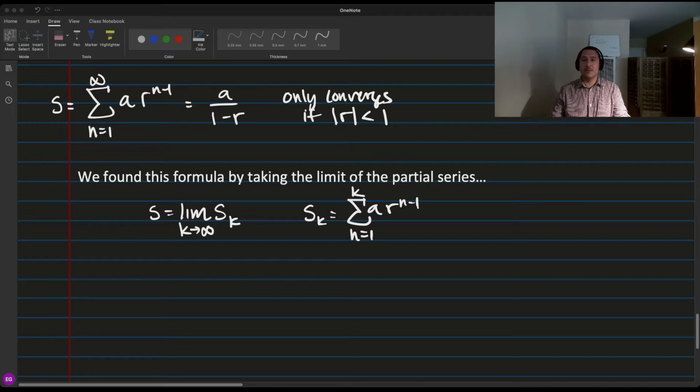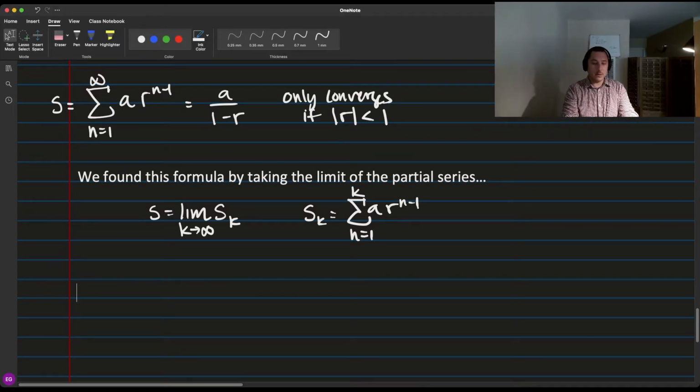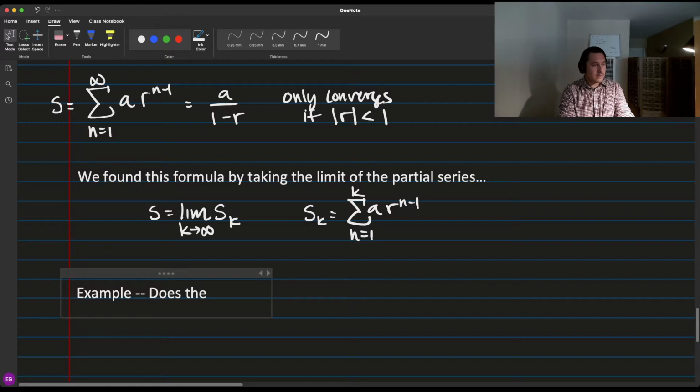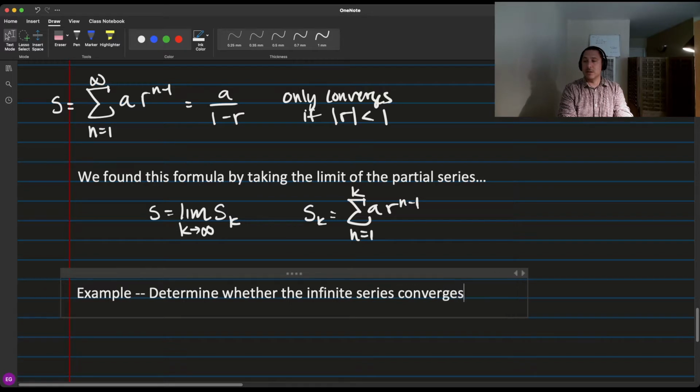Let's do an example and look at whether something converges or not, because you're going to need to do that. I will get to the question about whether it's useful in programming or coding in a moment, after I do this, because yes. Example: let's determine whether the infinite series converges or not.